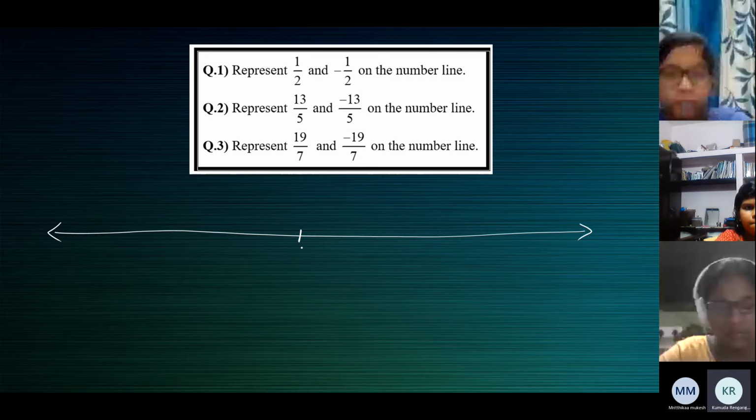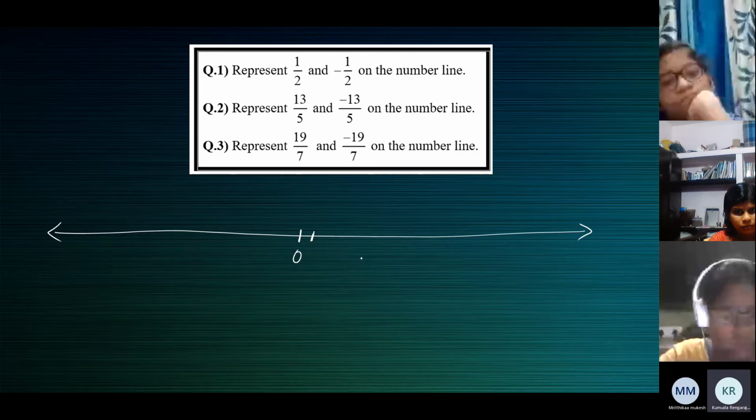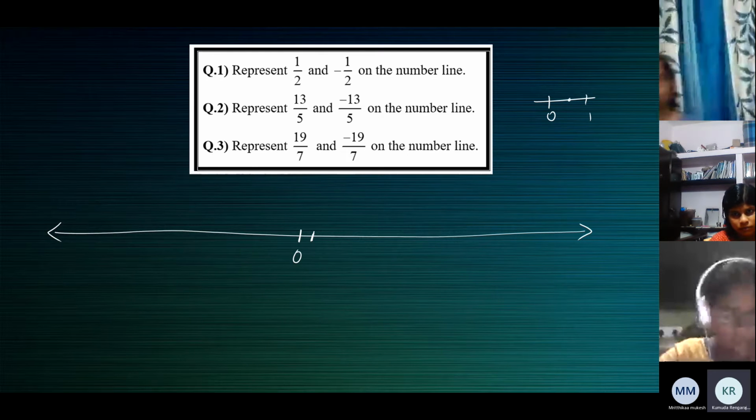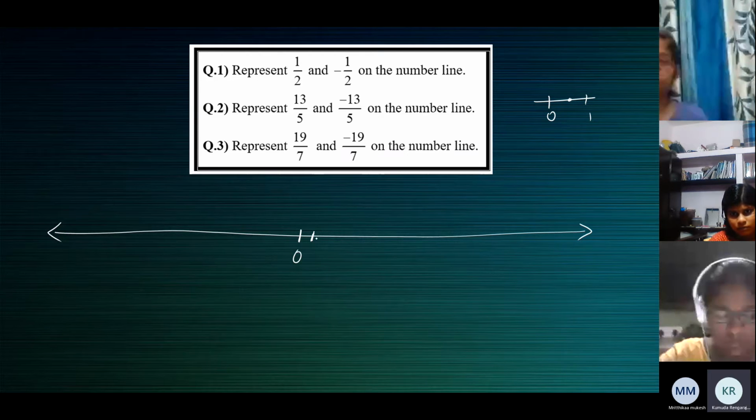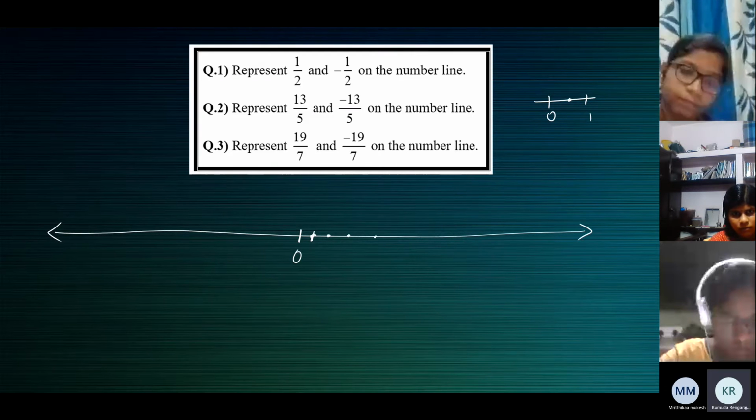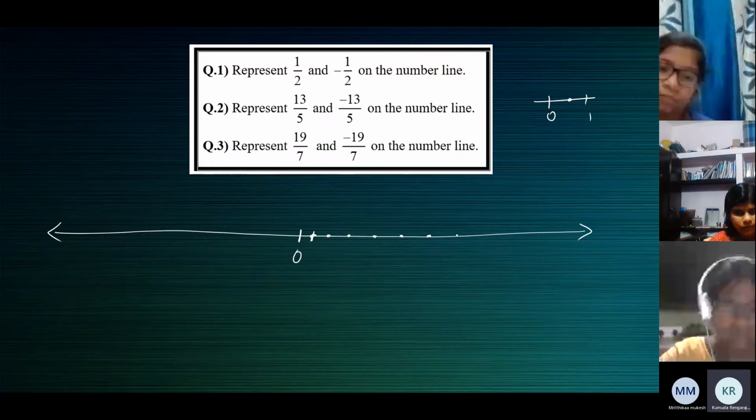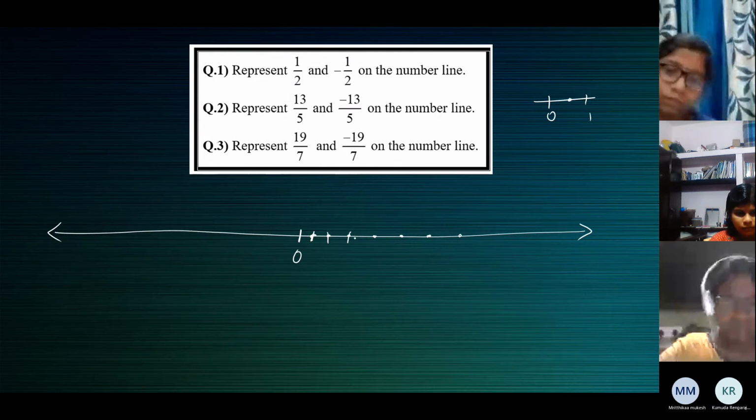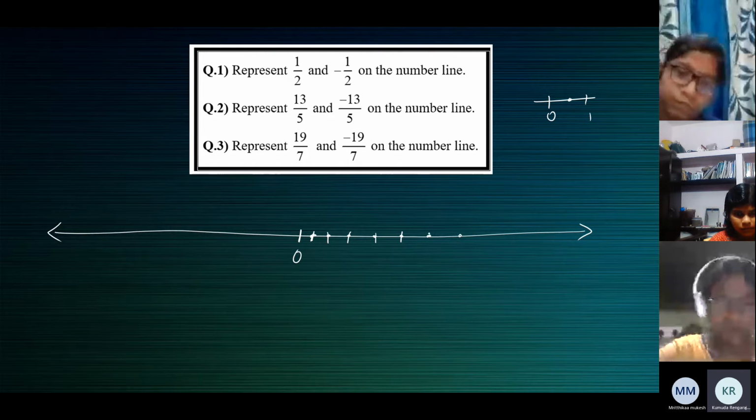Okay, so take 0. Then using your scale, mark the half centimeter marks. This is 0 on your scale, this is 1. In between, you have 0.5. So mark off all those points: 0.5, 1, 1.5, 2, 2.5, 3. Mark off those points and then we'll write the rational numbers pertaining to these lines.